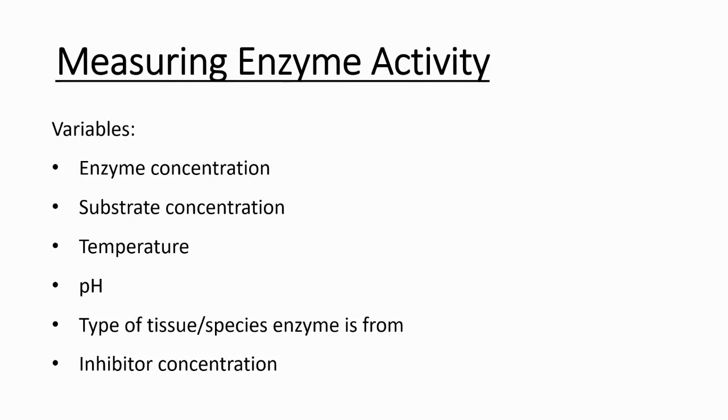Inhibitor concentration. Now, if we look at all these variables, in an experiment, we're going to change only one of them. Let's say the enzyme concentration, and that is our independent variable. The dependent variable is going to be the rate of reaction, what we measure. The other variables need to be controlled. So when we look at enzyme concentration and we change enzyme concentration, the other variables listed need to be kept the same in order to have a fair comparison.